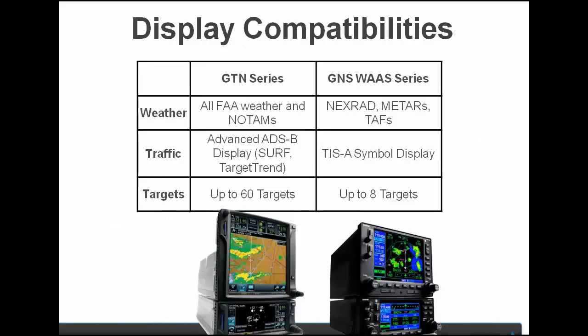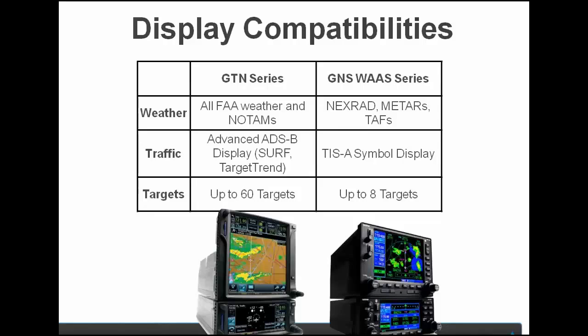Display compatibilities. So for the guys who still have the GNS series, we don't have as many products of the weather that we just talked about on a few slides before. We'll display NEXRAD, METARs, and TAFs. For the traffic, it's just TIS-A symbology, and you can only do 8 targets. A lot of people question if we did that on purpose to force people to buy GTNs. And the reason is that we can only do that much with the GNS series. It's because, if you remember, the processor in the GNS is a 386 processor. I would love it if somebody would comment that they're watching this webinar on a 386 processor computer, but I doubt it would even run a web browser probably.